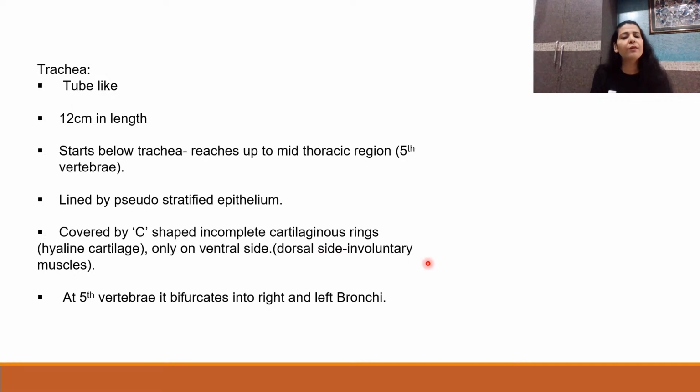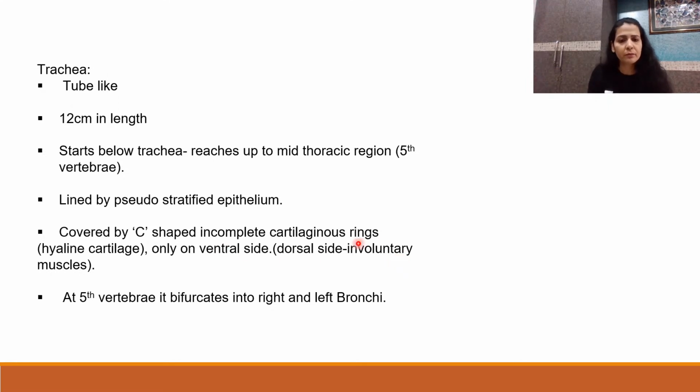Then what is present? Some involuntary muscles are present on the dorsal side. Now, this particular thing is out of scope of your syllabus. I've just mentioned it to give it a complete picture. Otherwise, you will always imagine that it's empty from the back. It's not like that. This is trachea covered by C-shaped cartilage, and those C-shaped cartilage are not complete. They are C-shaped. That is why they are named C-shaped.